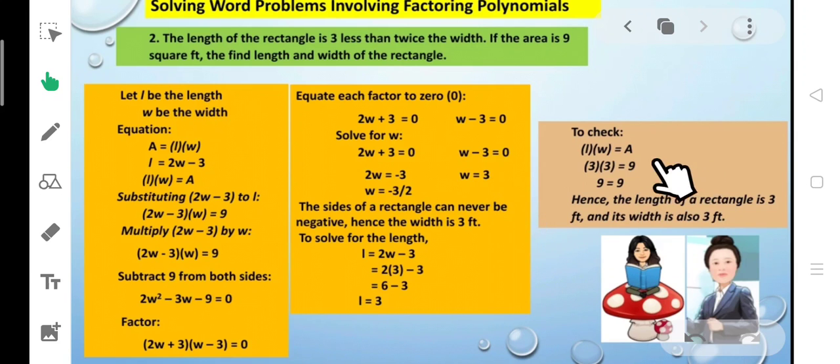But let us check. LW is equal to A, or length times width is equal to the area of a rectangle. When L is 3 and W is 3, that is equal to 9 according to the given. So 3 times 3 is equal to 9. Since this is balanced, meaning the length of the rectangle is 3 feet and its width is also 3 feet. Okay, that's all.